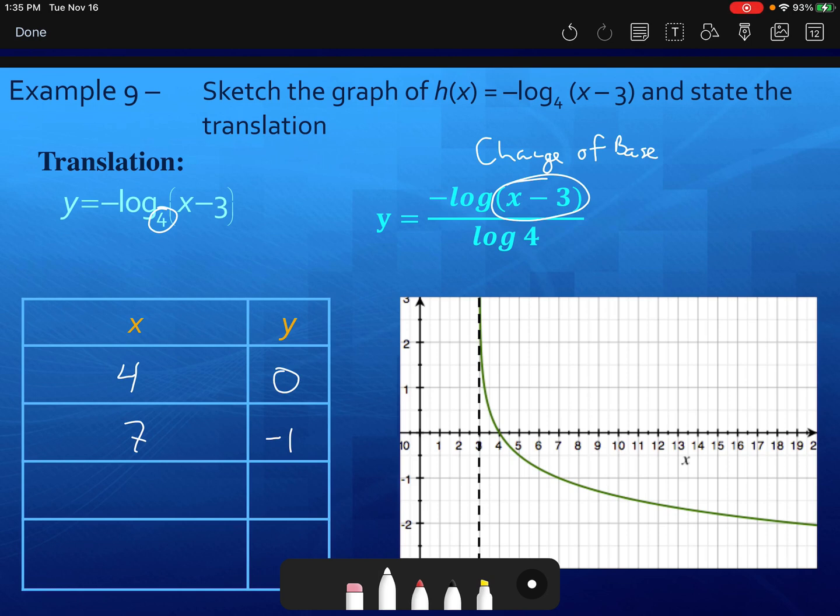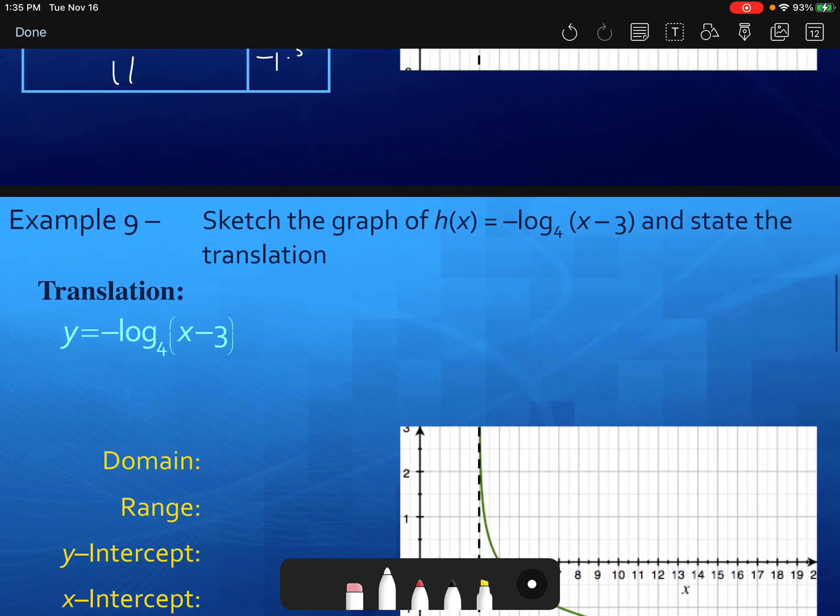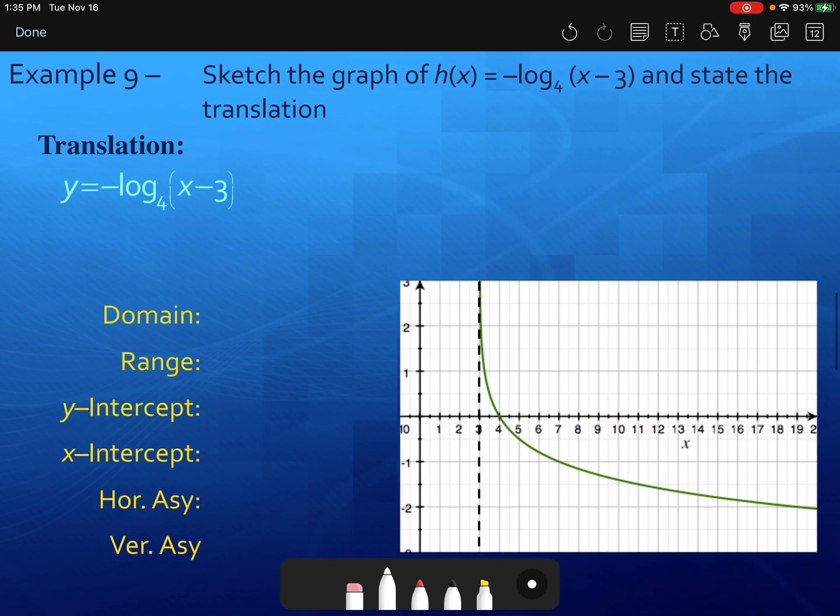Now I'm going to use my table quick and just see if I can find some numbers. 3.5 is 0.5, so that's on there. And then there's (4, 0), and there's (7, negative 1) as a point, and then we just have a lot of other points. 11, negative 1.5, that's right there. So we can see what's going on from looking at our calculator. Okay? Now, there's our graph. Now, what's the domain?